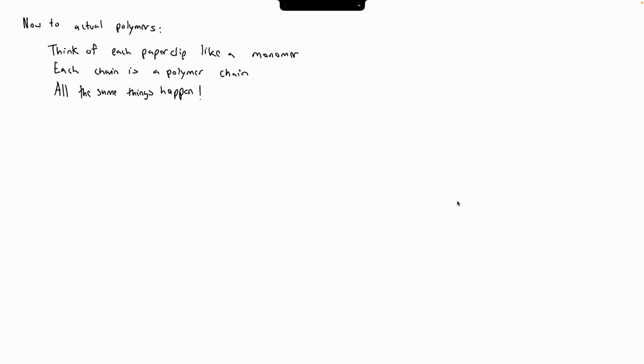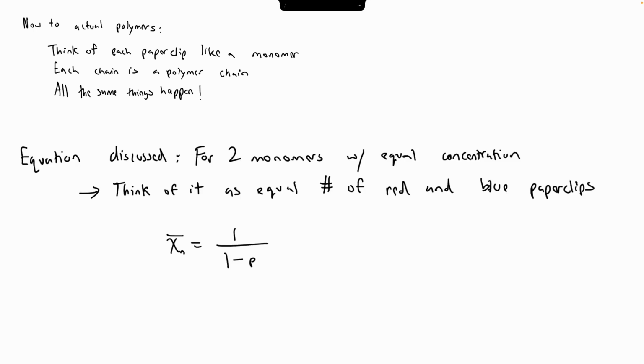Now moving on to actual polymers. We can think of each paper clip in this example like a monomer, which is a single repeat unit of a polymer, and each chain like a polymer chain. All the same things that we discussed in the example before still happen. Now the equation that we discussed before is actually for a special case of Carothers theory. That's where we have 2 monomers of equal concentration. You can think of this as having an equal number of red and blue paper clips, and these are reacting.